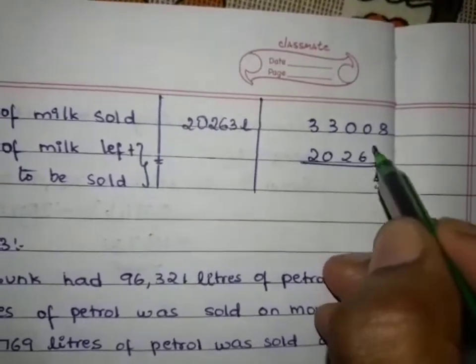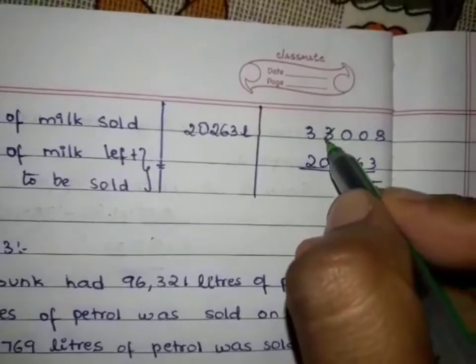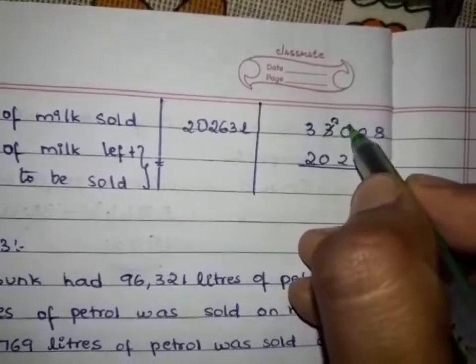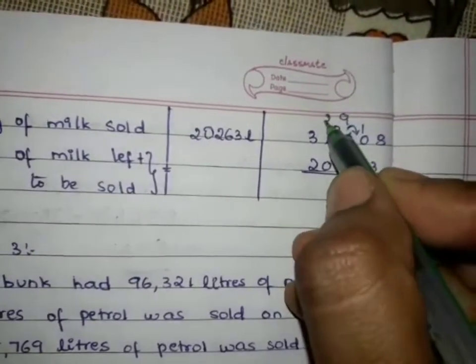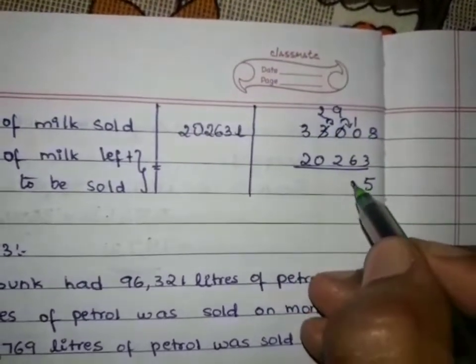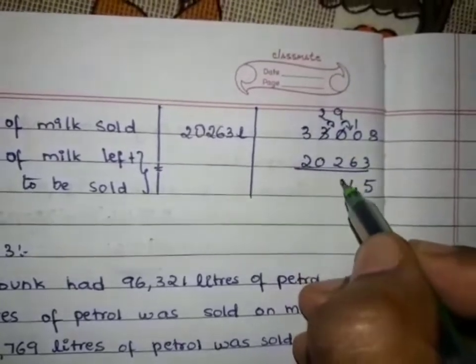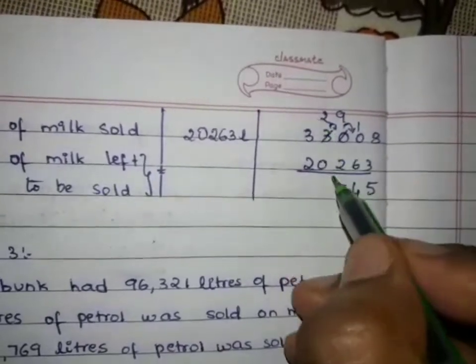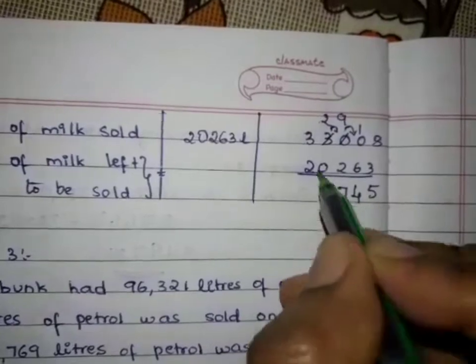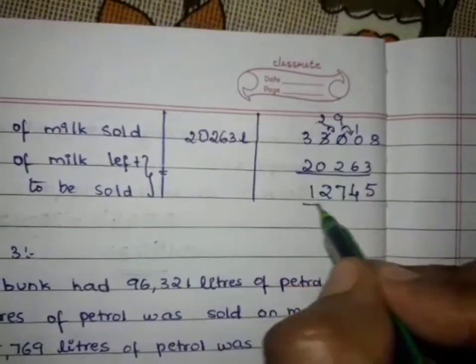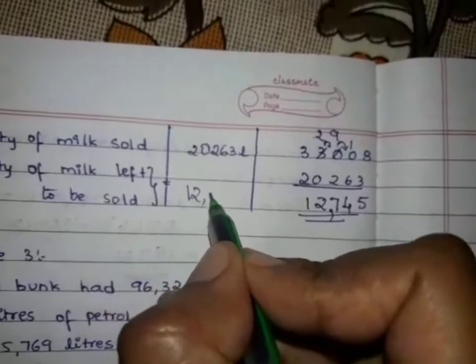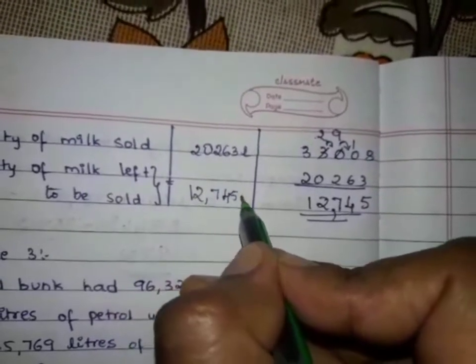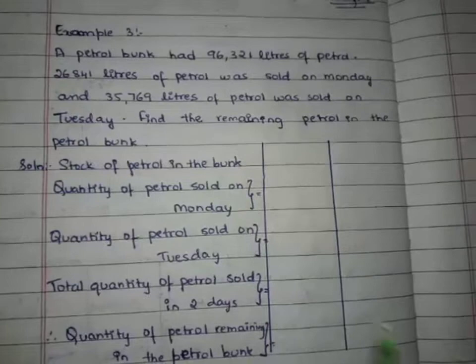0 minus 6. 0 is smaller compared to 6, so we have to borrow 1 again from here. So here 9 will remain, here 10 and here 2. So 10 minus 6 is 4. 9 minus 2 is 7 and 2 minus 0 is 2. 3 minus 2 is 1. So the quantity of milk remaining to be sold is 12,745 liters. Next is example 3.